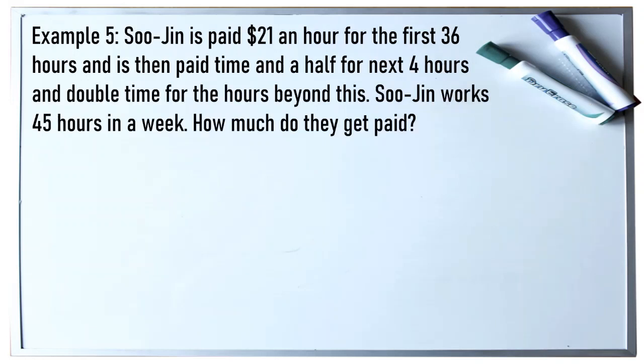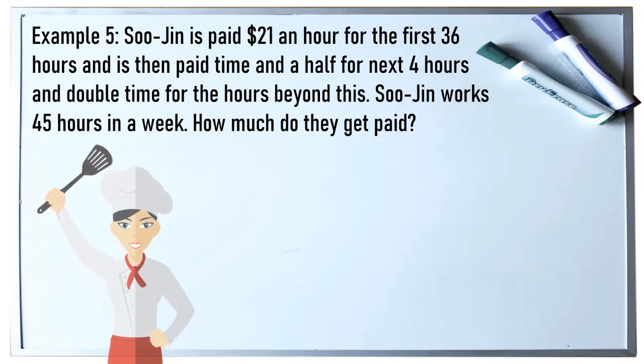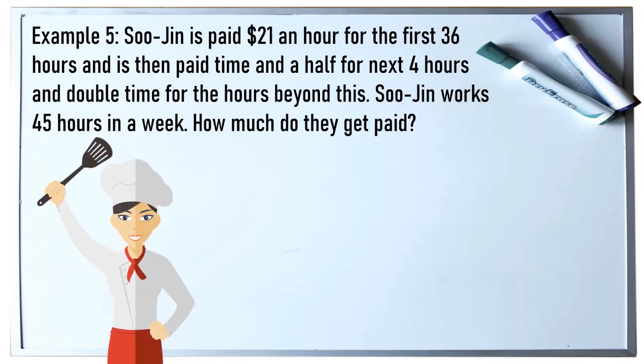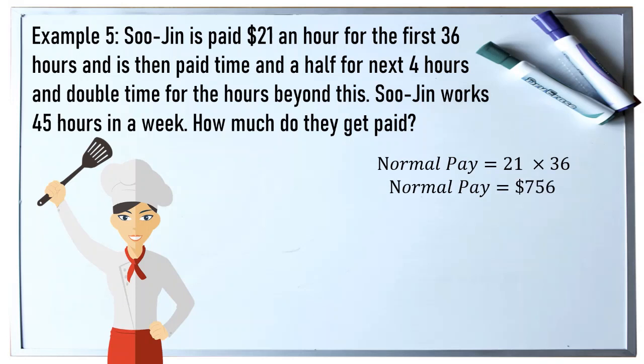Sue Jin is paid $21 an hour for the first 36 hours and then paid time and a half for the next 4 hours and double time for the hours worked beyond this. Sue Jin works 45 hours in a week. How much do they get paid? The normal pay is going to be $21 an hour times the first 36 hours, which gives us $756.